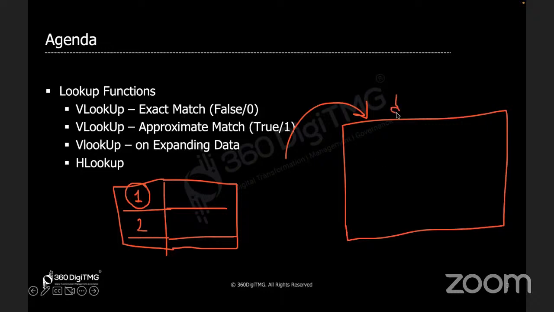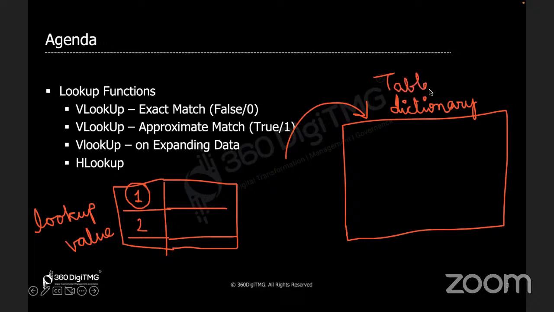So this is your table array. The place where we go and search for the word is called the table array. And this is the lookup value. What I'm trying to search for becomes the lookup value. And where I'm searching for it is the table array, which I'm calling the dictionary in this case, because I'm searching for the meaning of a word. Otherwise, it is a table array.